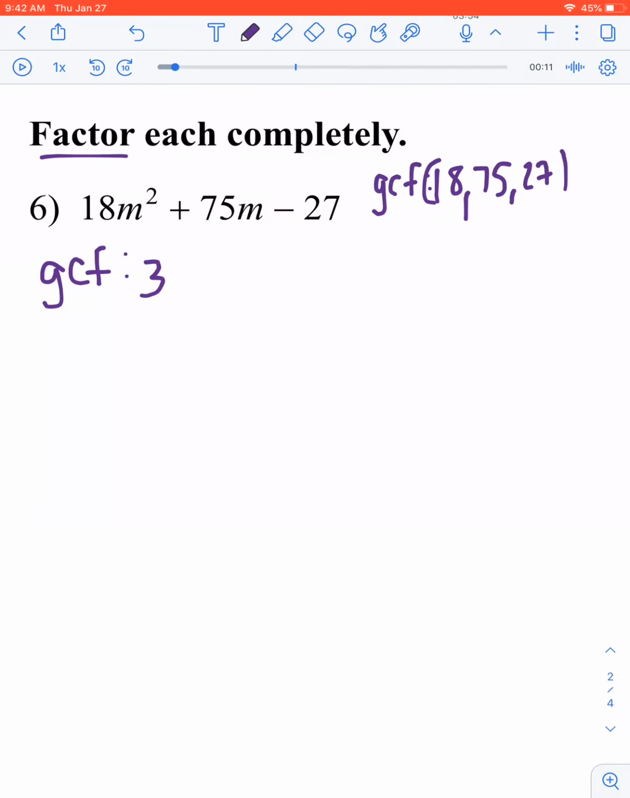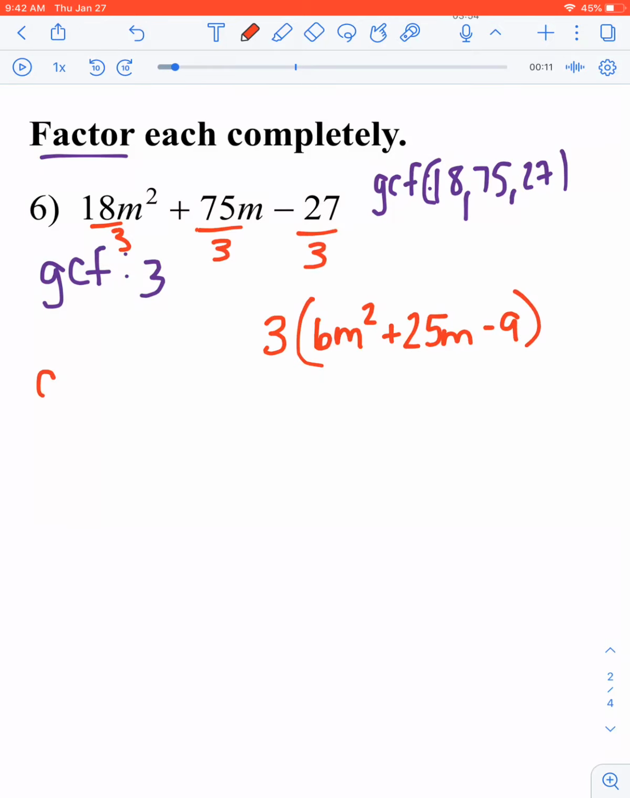So whenever your GCF is not 1, the first thing that you need to do is divide everything by that GCF. So I'm going to divide by 3, divide by 3, divide by 3. And I always leave the 3 out here. You don't want to forget about your GCF. So 18 divided by 3 is 6, and then leave it m squared. 75 divided by 3 is a positive 25m. And then negative 27 divided by 3 is negative 9.